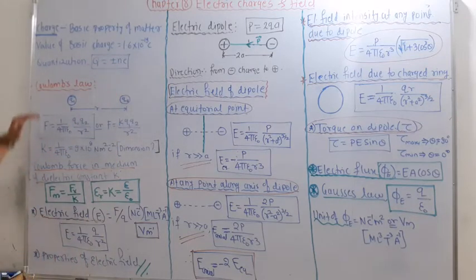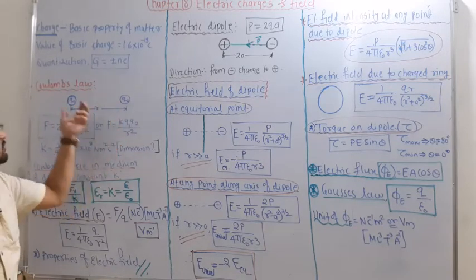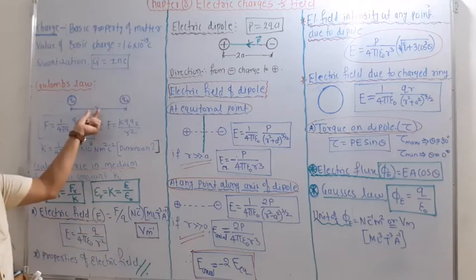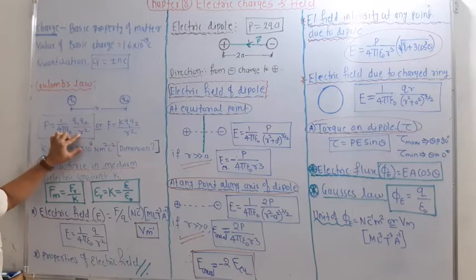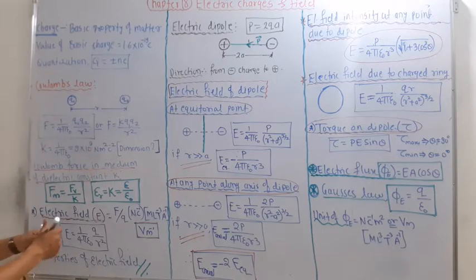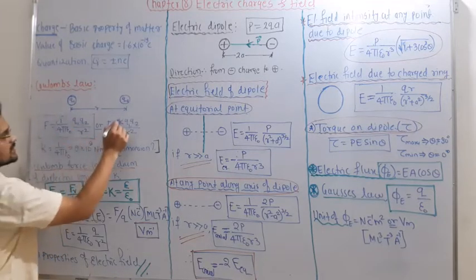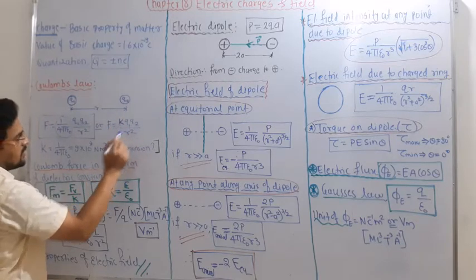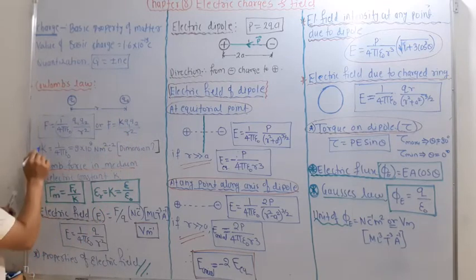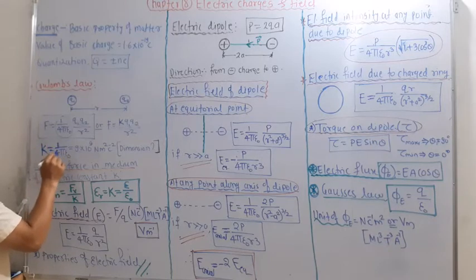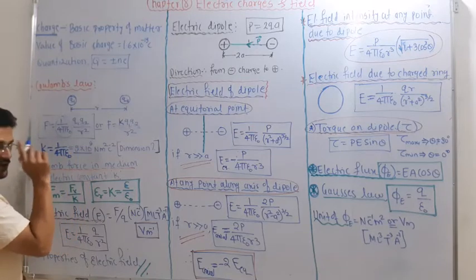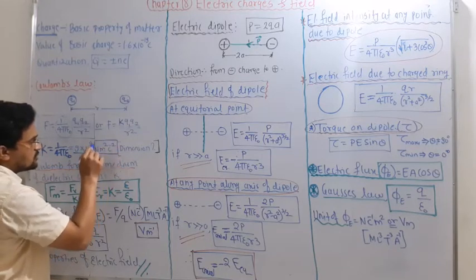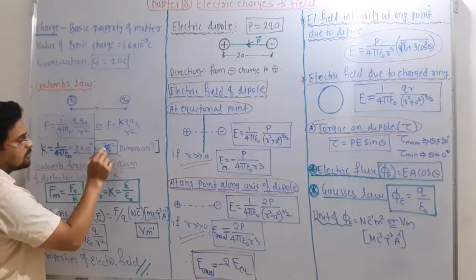Next is Coulomb's law. It states that the force of attraction or repulsion between two charges q1 and q2 separated by a distance r is given by F equals 1 upon 4 pi epsilon naught, q1 q2 by r square. Or it can be written as k q1 q2 by r square, where k is 1 upon 4 pi epsilon naught. It has a value of 9 × 10 to the power of 9, and you must remember the unit, newton meter square per coulomb square.